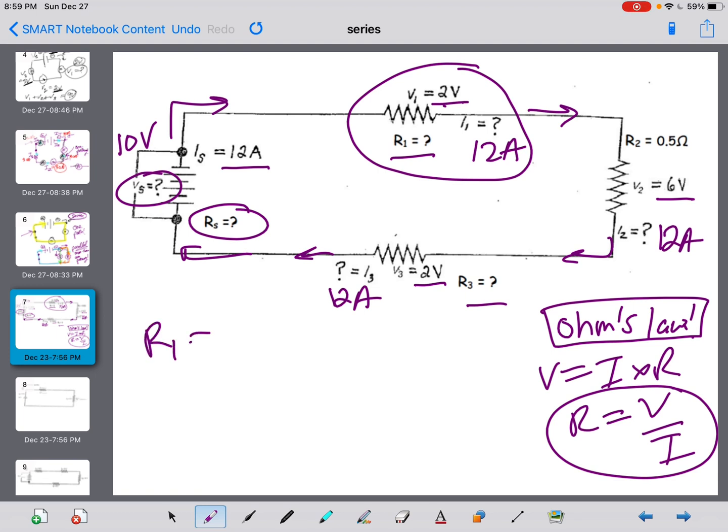So R1 is equal to V1 over I1. So we have 2 volts. This is 12 amps. So 2 divided by 12 is 0.166, a bunch of sixes.